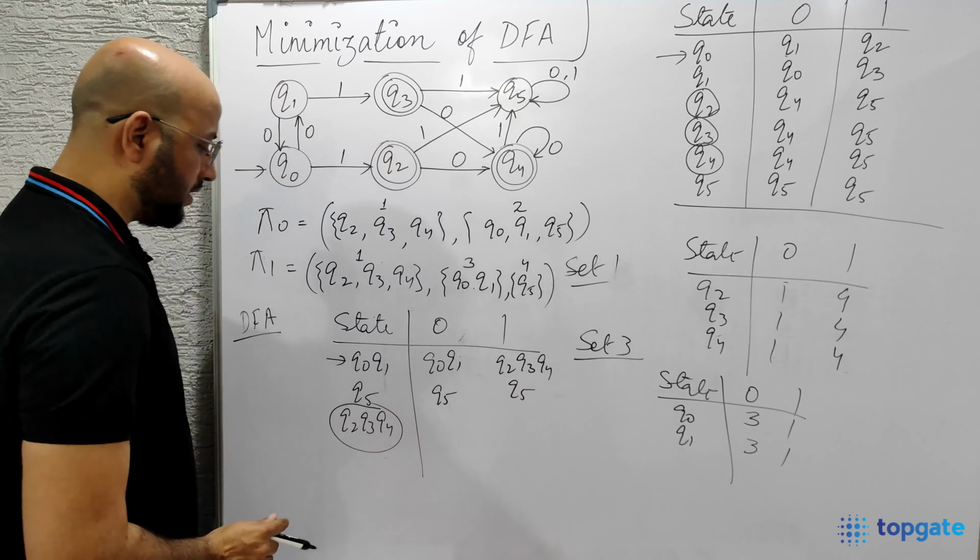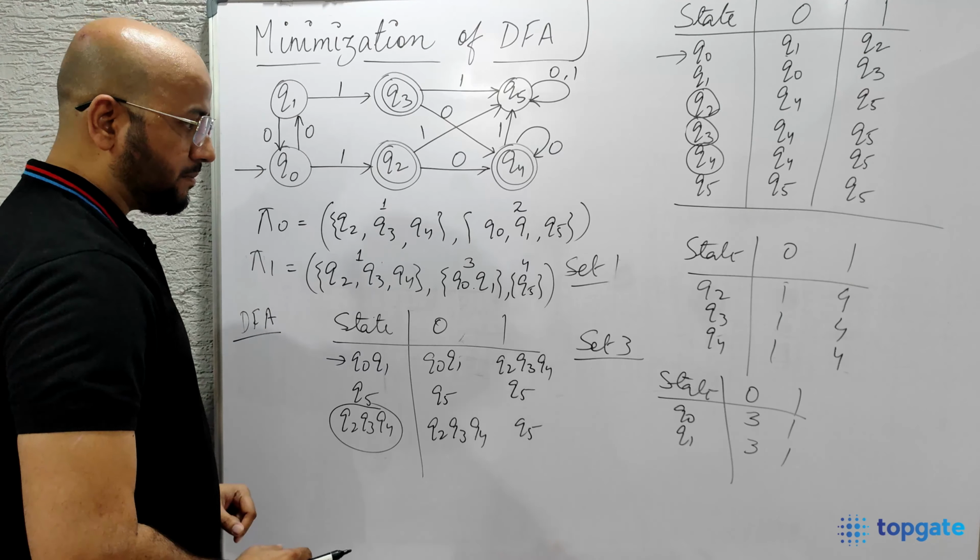Now go for Q2, Q3, Q4. With 0, you can see it is Q4. Q4 is not available alone; it is available in combination with Q2 and Q3. So I'll simply write Q2, Q3, Q4. Similarly, Q5 and Q5. So Q5 I have, it is available, so I'll write Q5 here. So this becomes my final transition table for the minimized DFA.